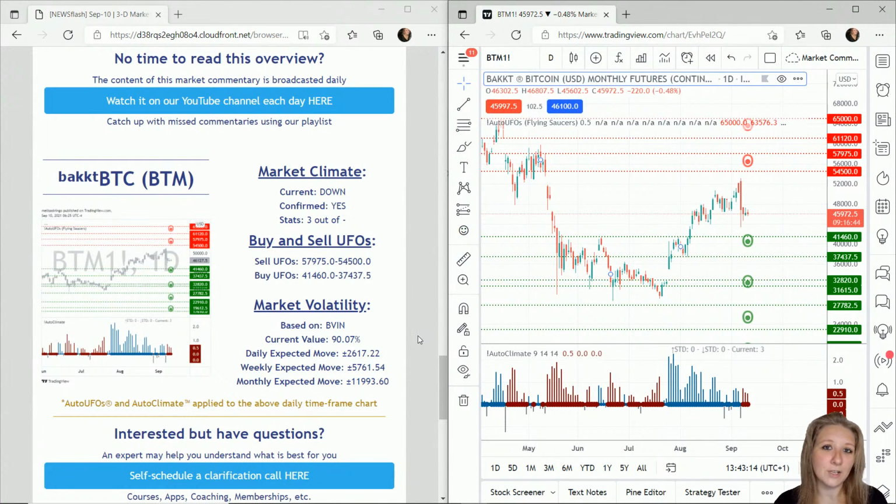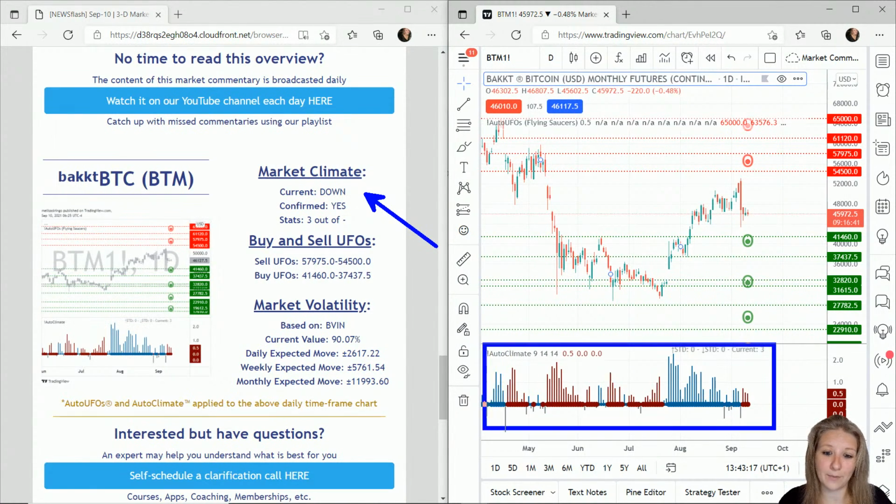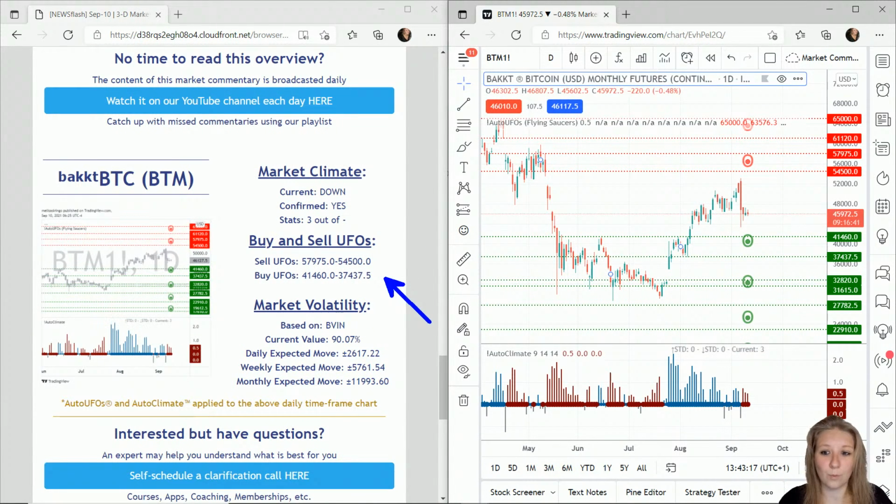Okay, so we've looked at each of our 5 markets. We've looked at climate, which is where do we have probabilities up or down using the free Auto Climate app that helps us figure that out. We've then looked at buy and sell UFOs. Where do we have buyers and sellers that could push price up or down respectively. And we've looked at volatility. What do we reckon in terms of speed of movement?